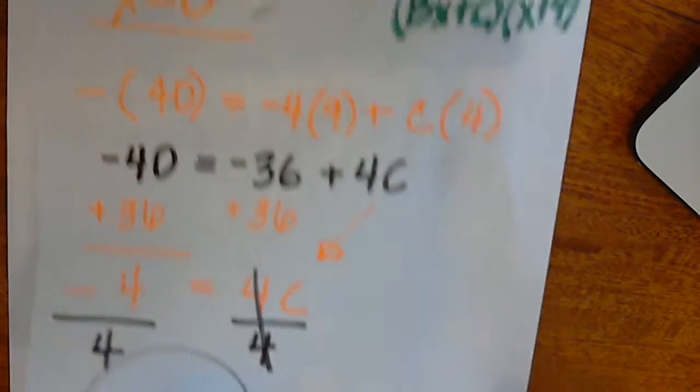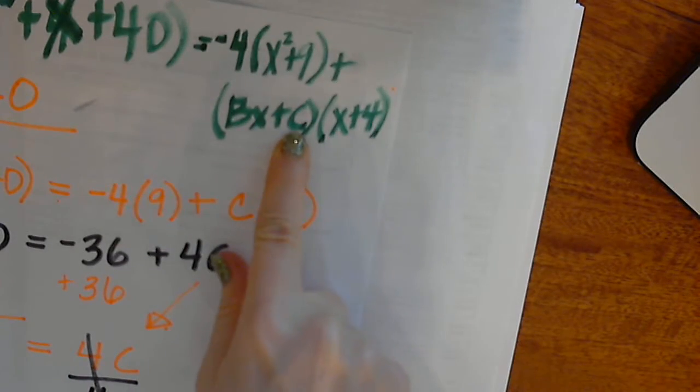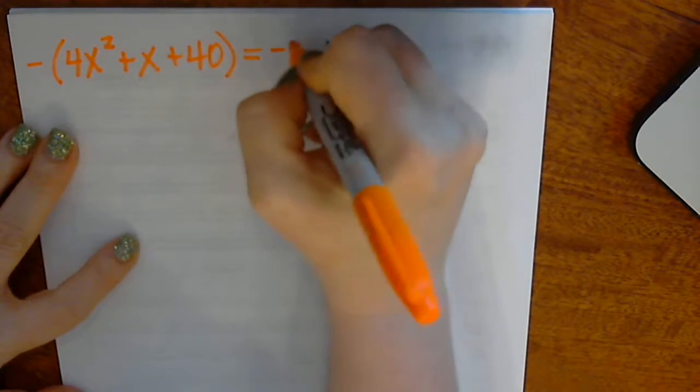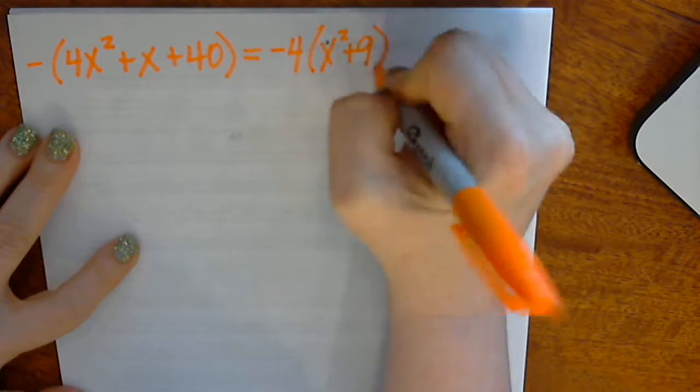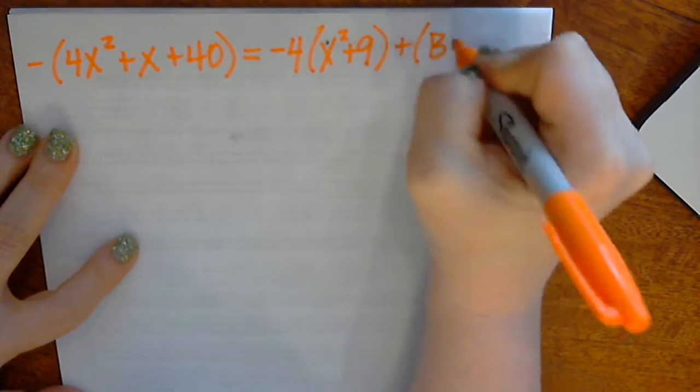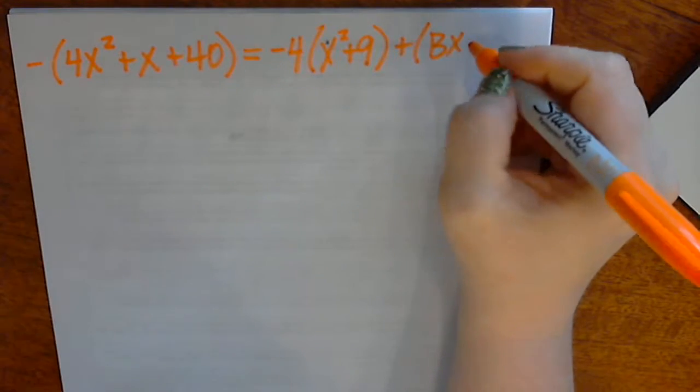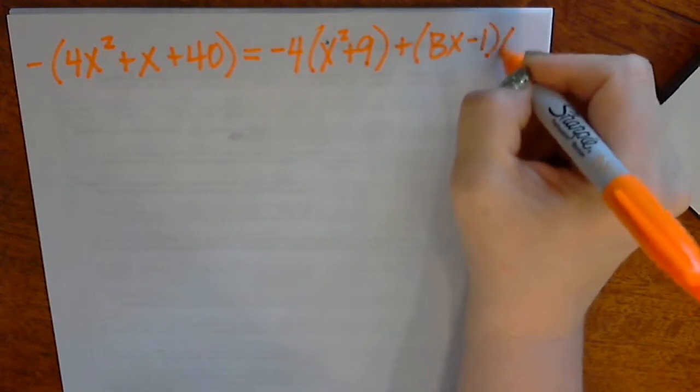So that means we have to go through the process again and write this equation again. But this time, instead of using c, we can plug in a -1 here. I'm going to keep the negative factored out. So negative 4x squared plus x plus 40 equals, we know our a is -4, so we plug in our -4, x squared plus 9, plus bx plus c, and we know that c is -1, times x plus 4.